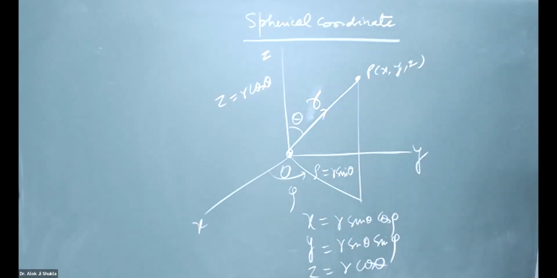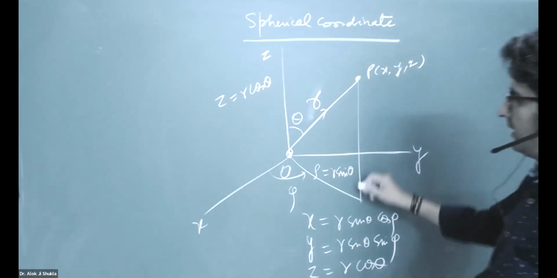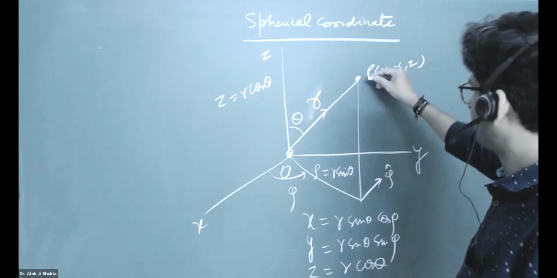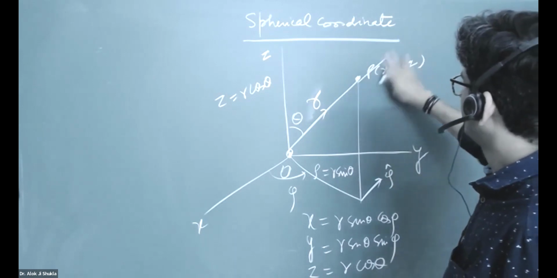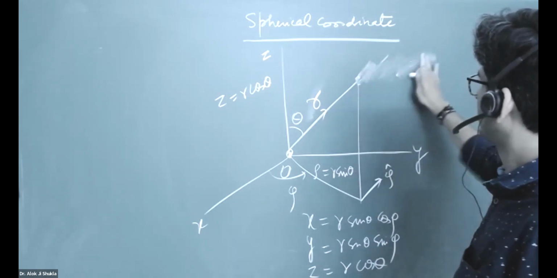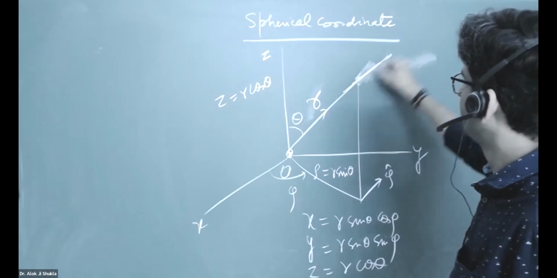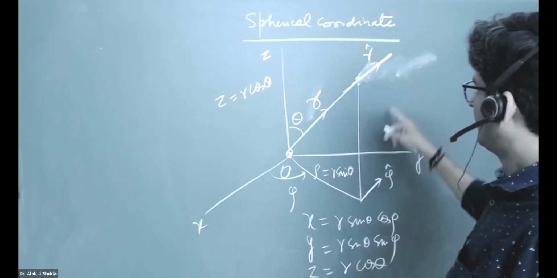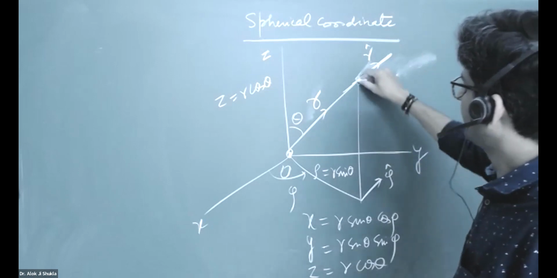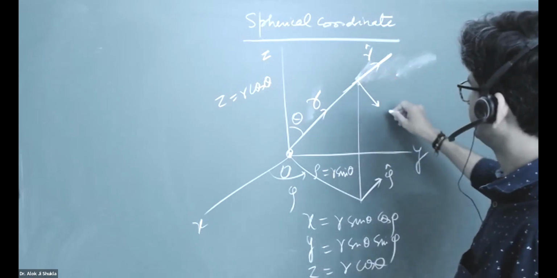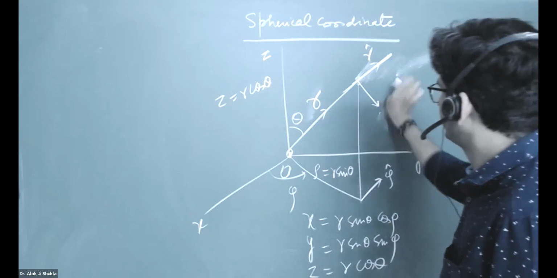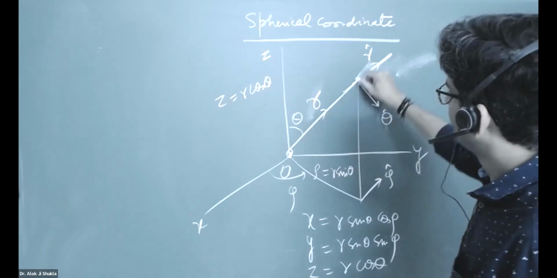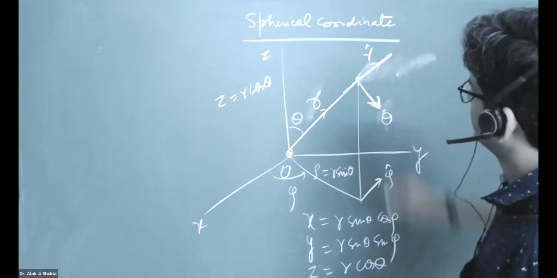Now what are the unit vectors? Obviously phi cap will be this vector, in the increasing direction of phi. This will be r cap, and r cap is this. Theta cap is this, in the increasing direction of theta. See, this is theta, increasing direction of theta.